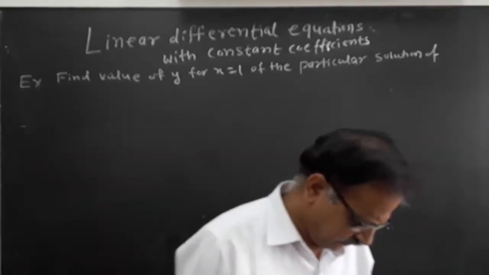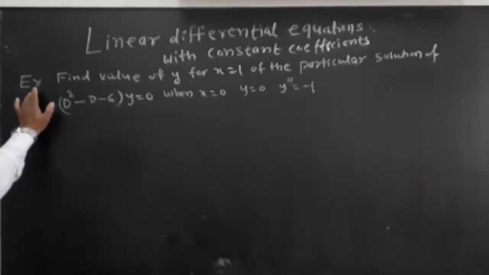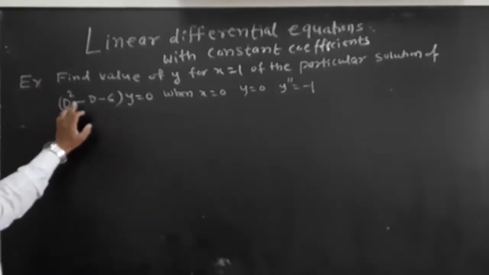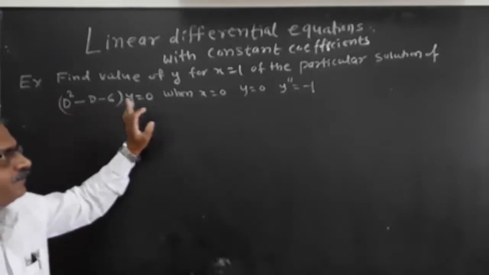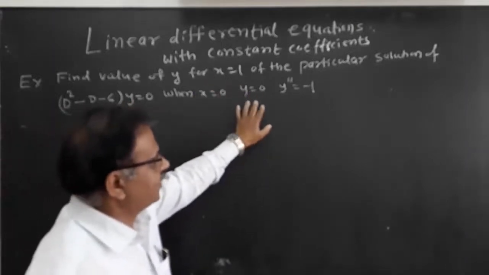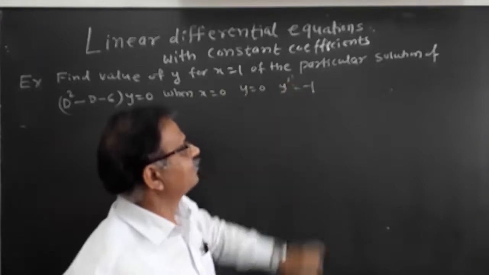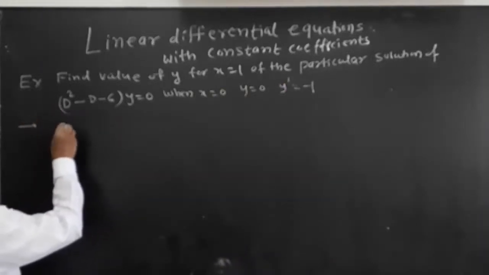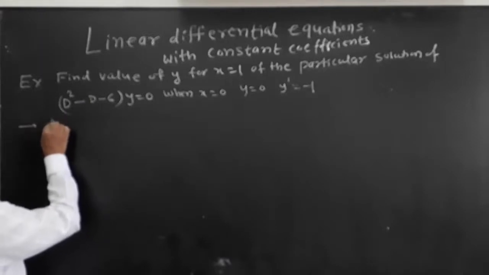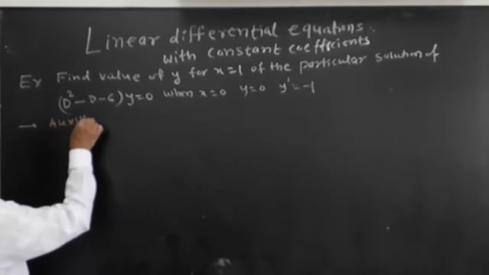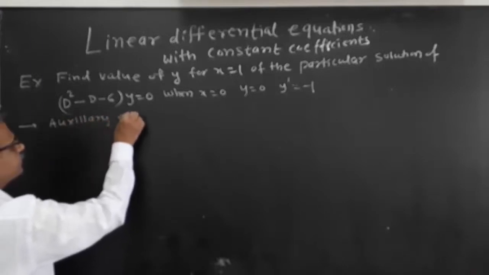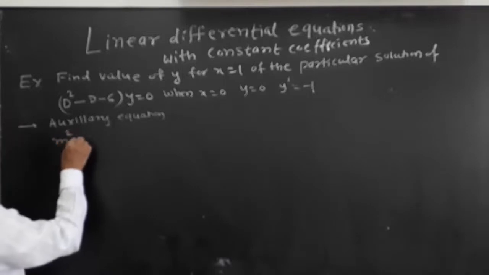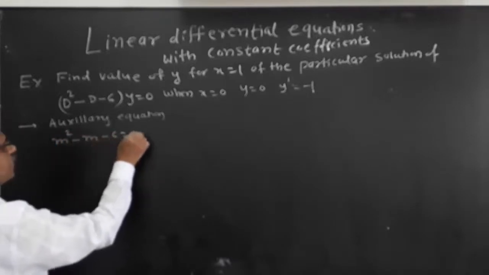Our next problem is: find the value of y for x equal to 1 of the particular solution of D square minus D minus 6 y equal to 0, when x equal to 0, y equal to 0 and y dash equal to minus 1. Here we shall find the general solution of this differential equation first, whose auxiliary equation is m square minus m minus 6 equal to 0.